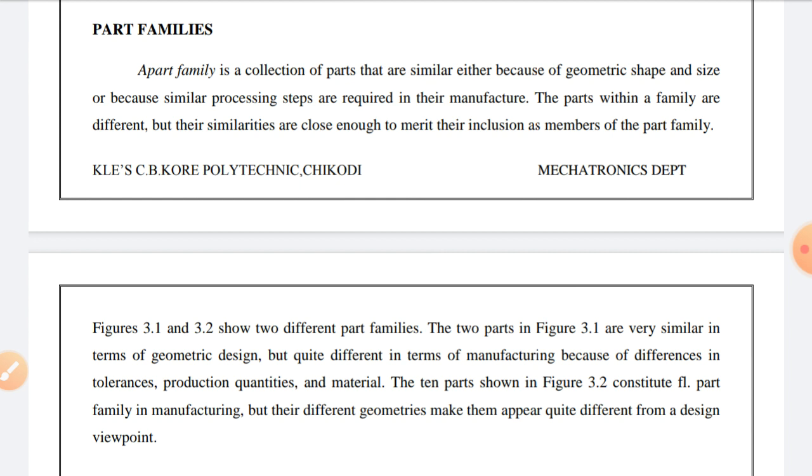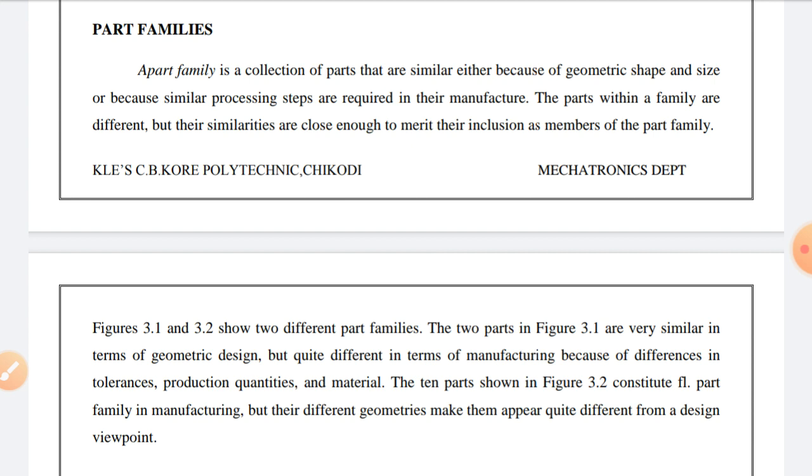This is called a part family. The parts within a family are different. For example, you group circular parts, but the diameter may change. You make the group on the basis that the object is circular, but not the same circle. Maybe the diameter is different, or the shapes differ, but the similarity is the circle, so you make the circular parts one group. Their similarities are close enough to merit inclusion as members of the part family.